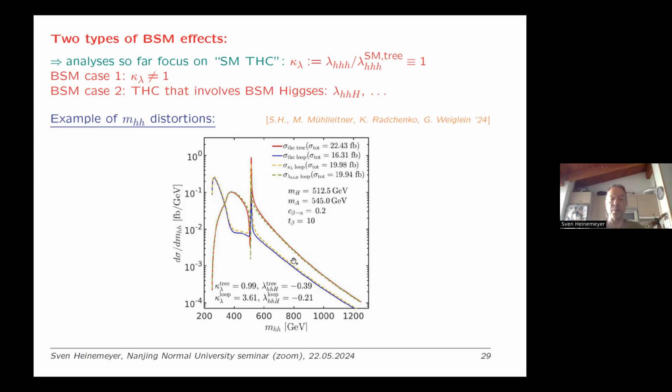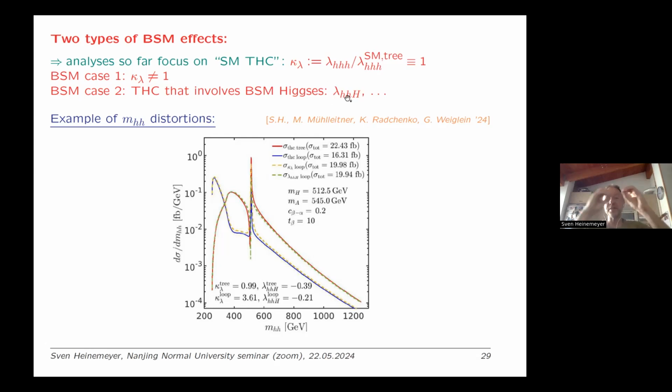And we can now look at the effects of the 2 BSM cases that I want to make. First of all, the kappa lambda at tree level here is close to 1, but at the loop level, it goes up to 3.6. So a large effect from the BSM triple Higgs couplings that give us the corrections to this triple Higgs vertex. And the effect is that from this kind of behavior that we see here, we have this behavior now. So we have the peak going up at very low values of MHH and then going down and continuing over here.